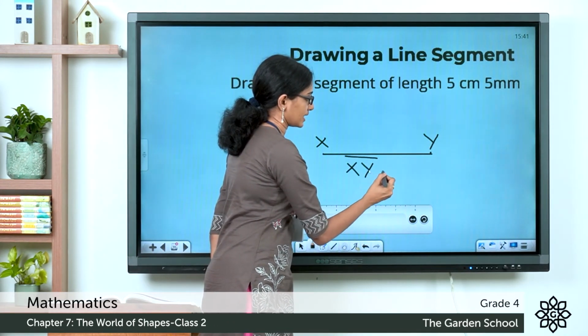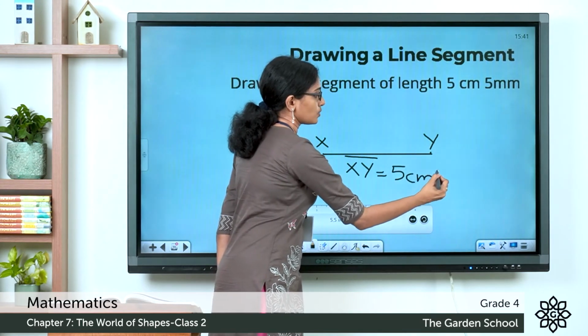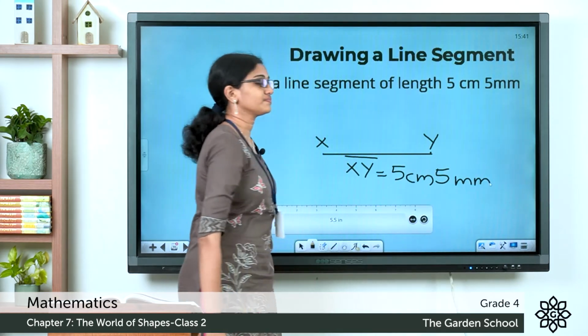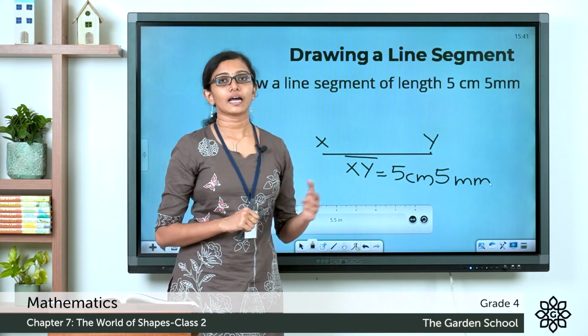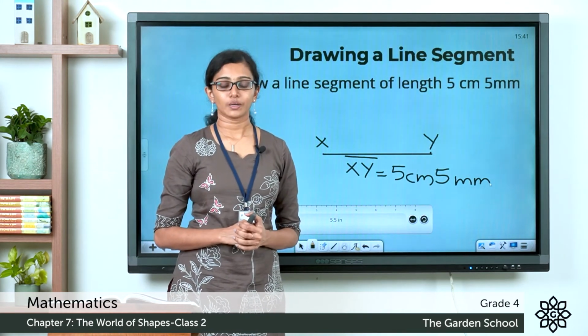So you can denote it like this. Line segment XY is equal to 5 centimeters 5 millimeters. Hope you are clear with this. This is how you draw a line segment using a ruler given a measurement. Hope you are clear with this.